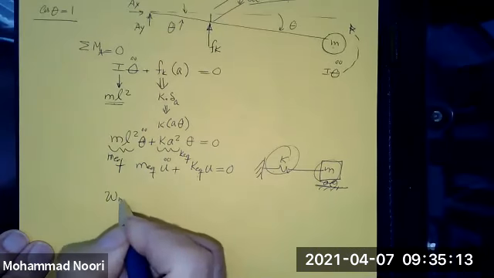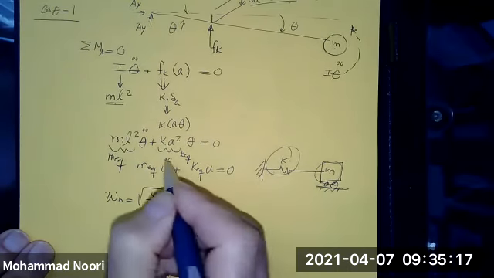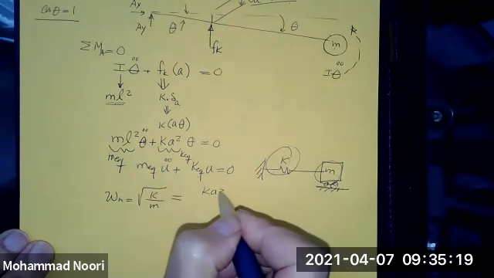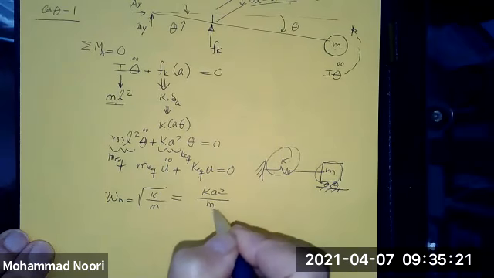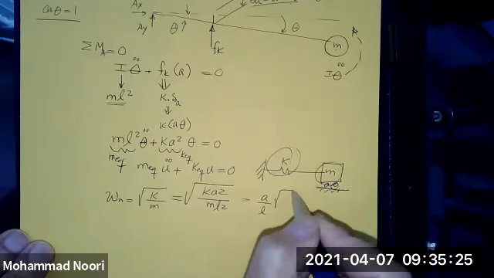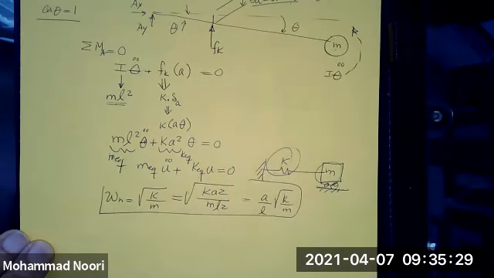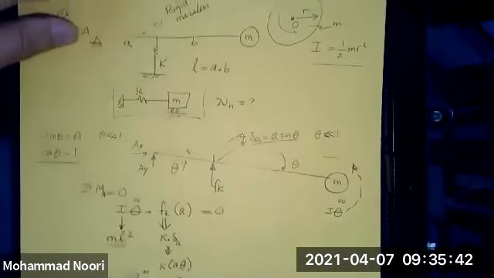So natural frequency, which is square root of K over M, would be what? Would be square root of K a squared over M L squared, or it would be a over L times square root of K over M for this structure. So you see, we could convert that structure into a single degree of freedom model that we had seen before.